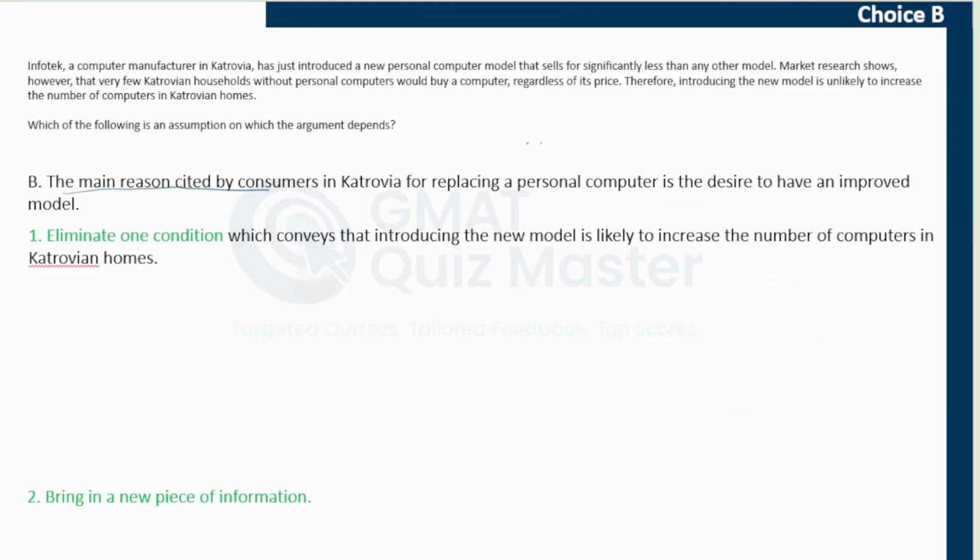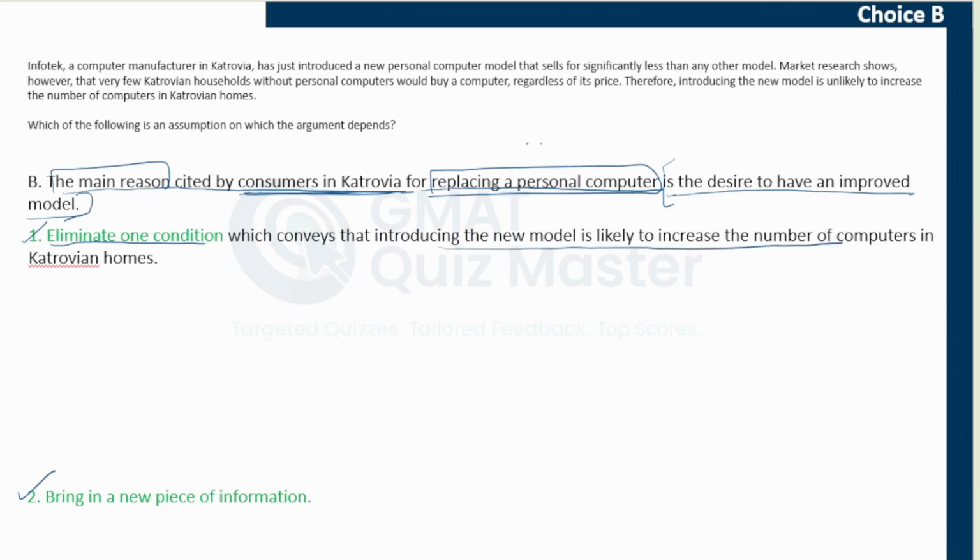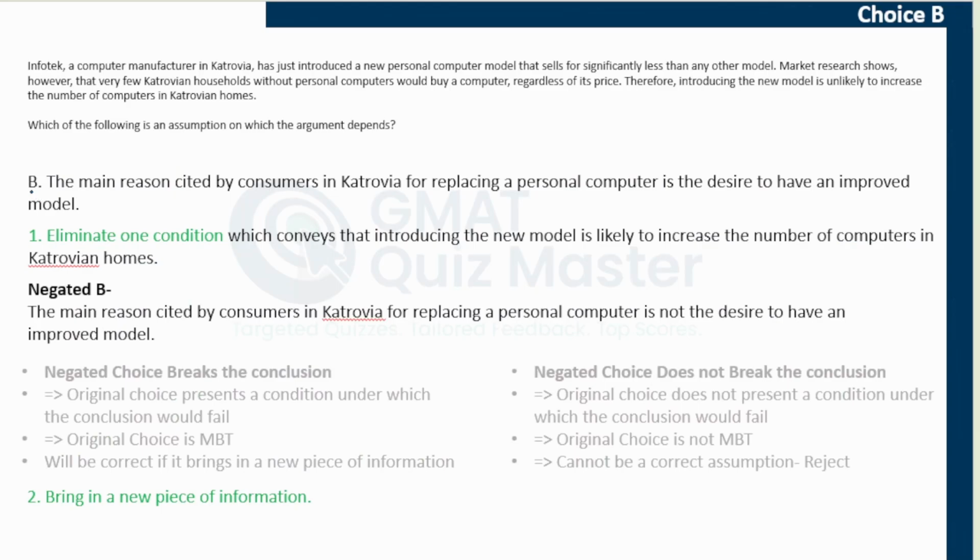The main reason cited by consumers in Ketrovia, so we are talking about the main reason given by consumers in Ketrovia for replacing a personal computer, and that reason is the desire to have an improved model. So let's check for each of these two points one by one. Let's check if this choice eliminates one condition which conveys that introducing the new model is likely to increase the number of computers in Ketrovian homes. How will we do that? We will negate choice B.